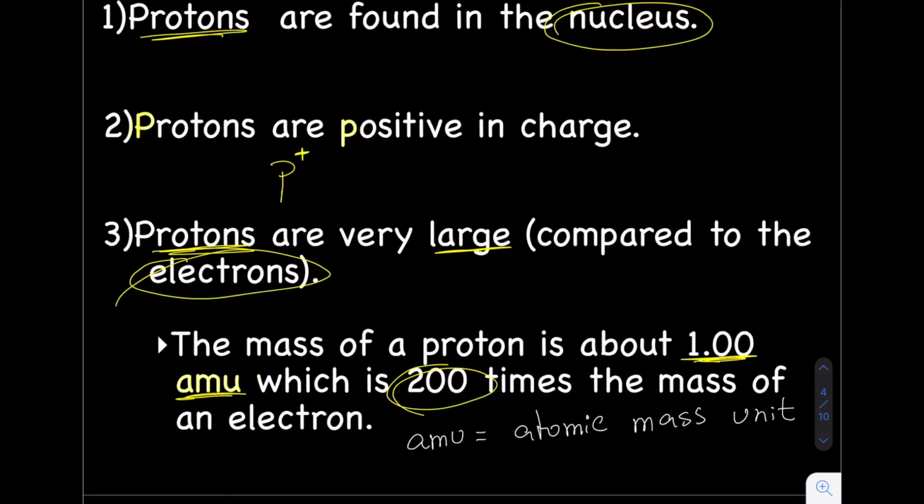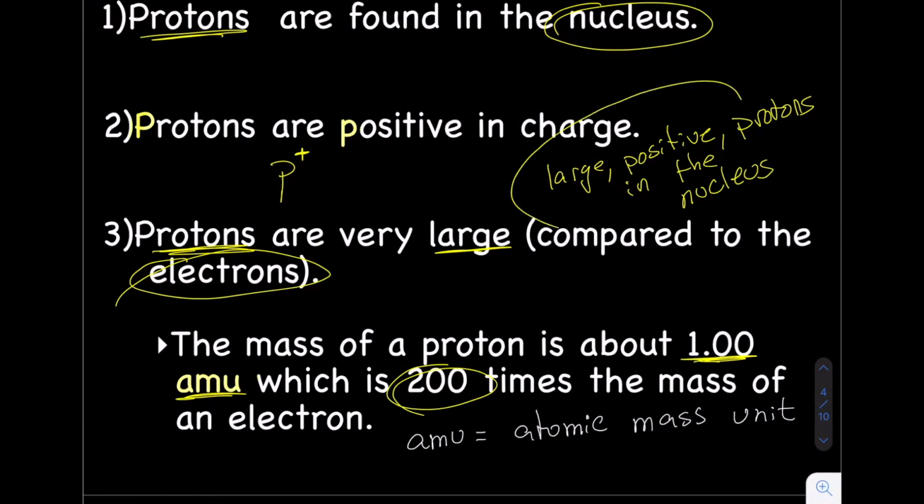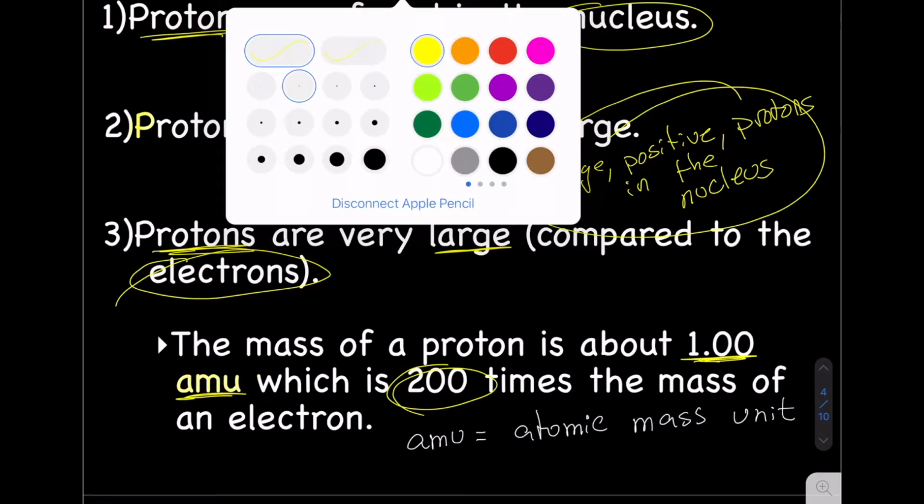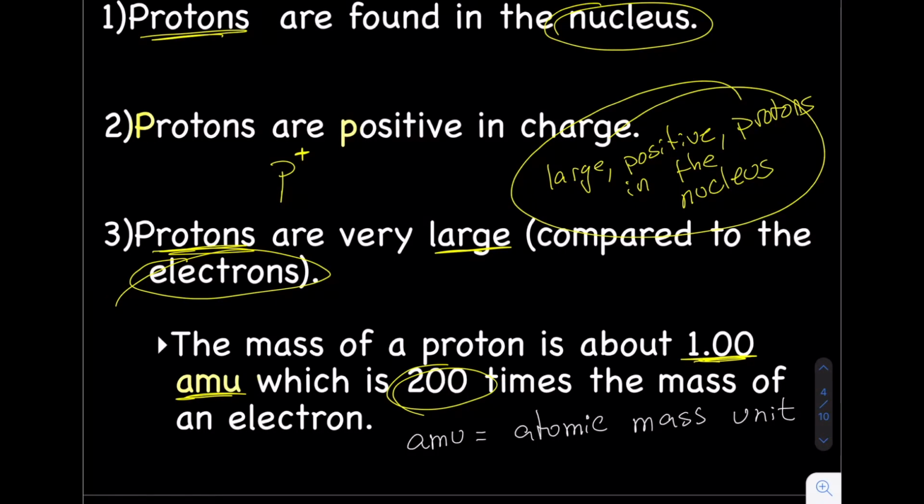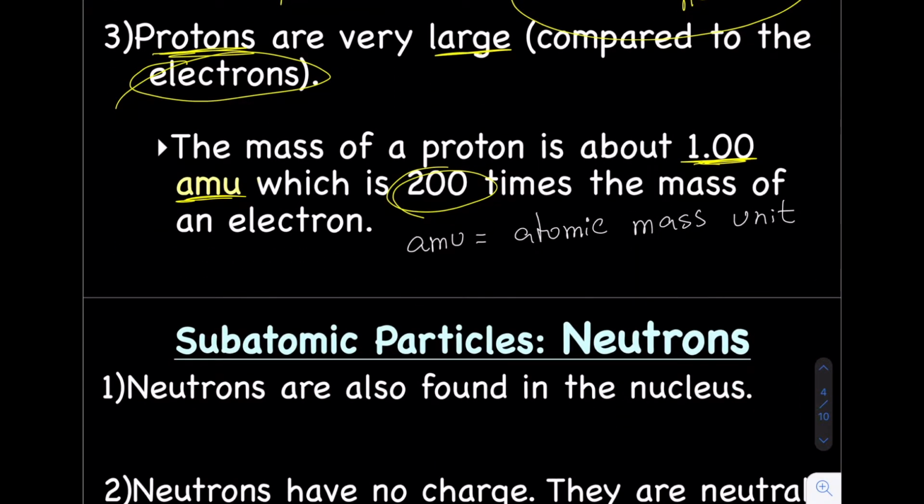So now we have relatively large positive protons found in the nucleus. Oh, I like that. So we have large positive protons in the nucleus. Okay? So next, let's talk about the neutrons.